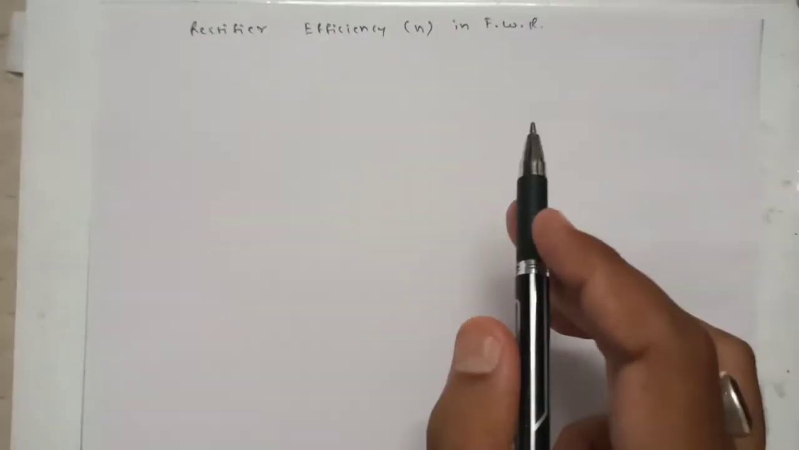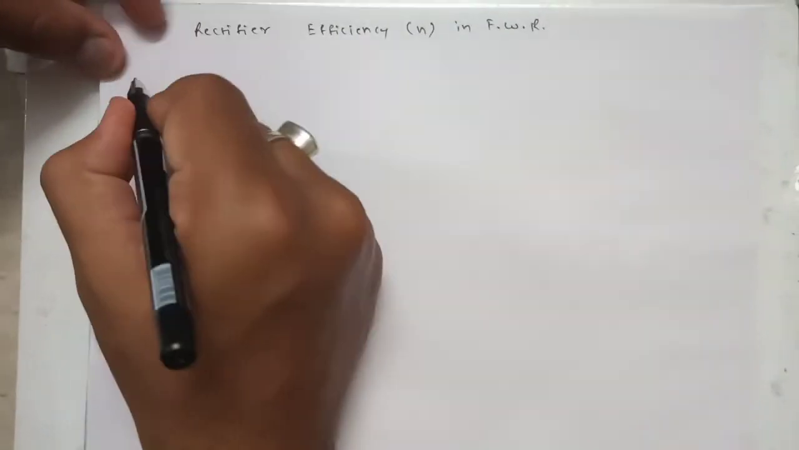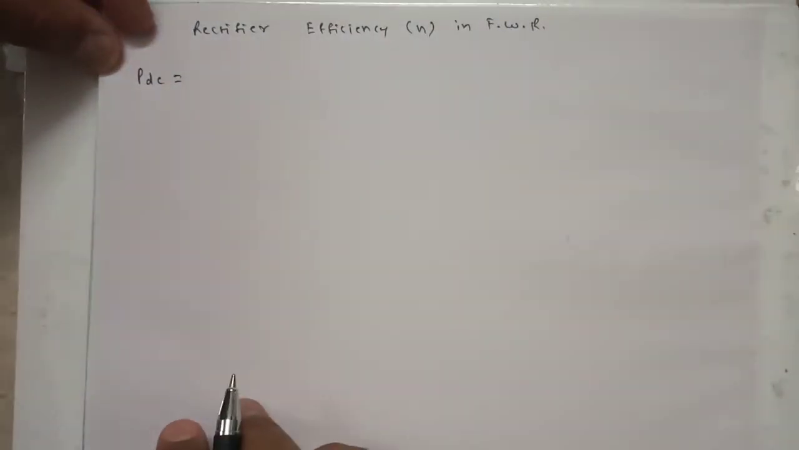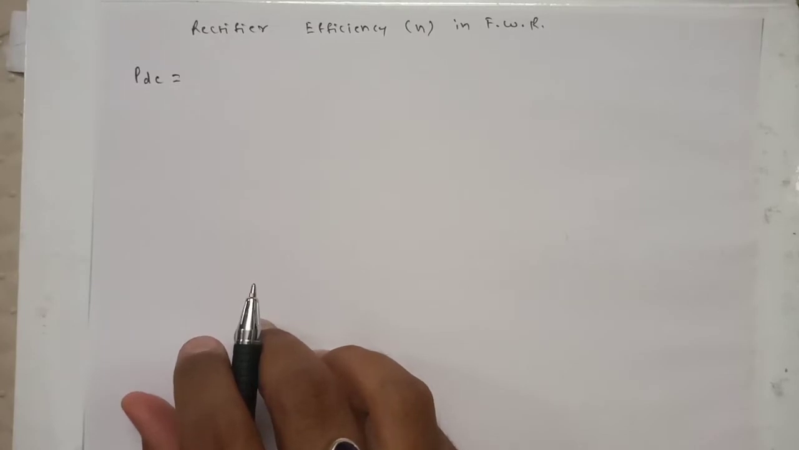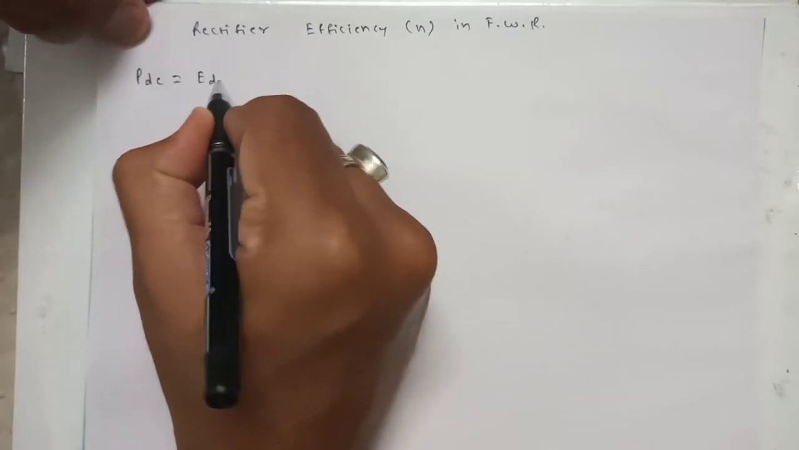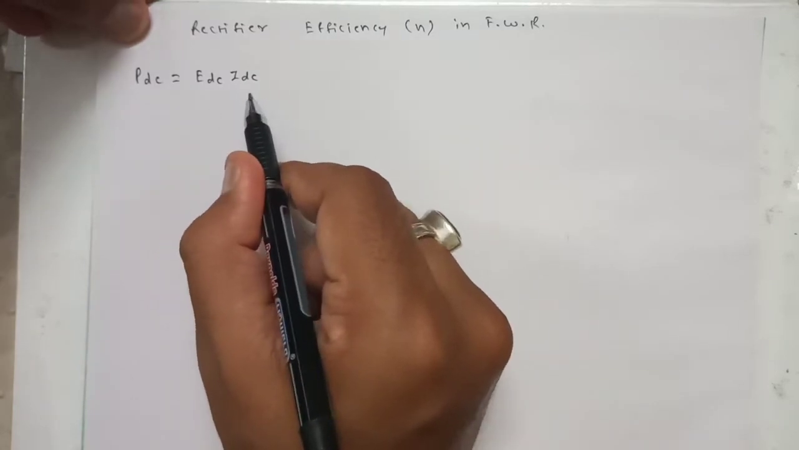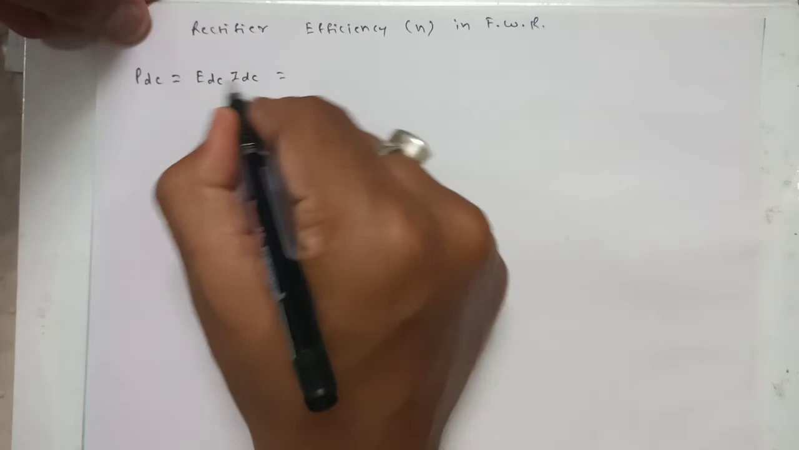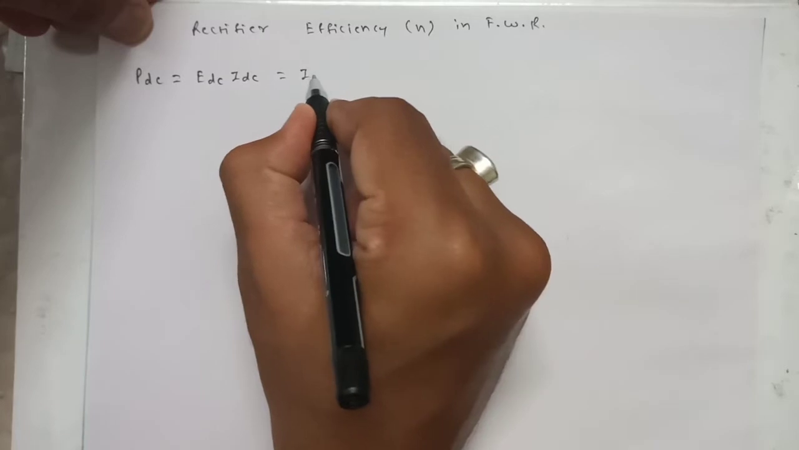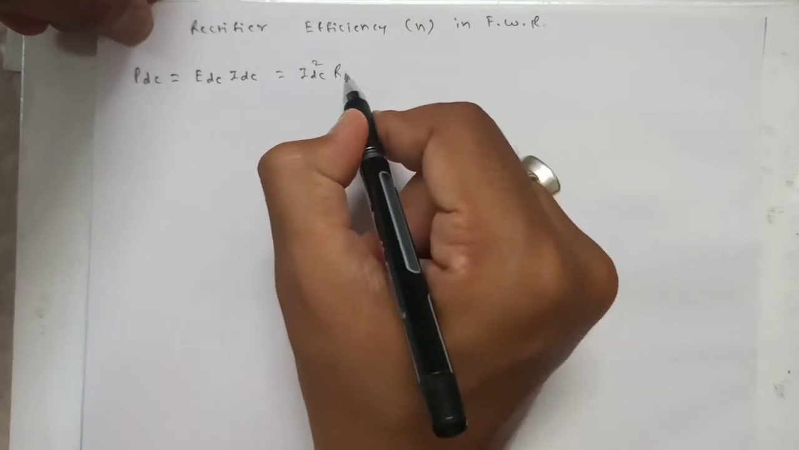Okay, so first of all, we are interested in getting the value of the DC output power which we are getting in the case of the rectifier. This DC power can be given by the equation EDC multiplied by IDC. It is nothing but power equal to voltage into current. But further, this EDC can be written as IDC into RL, and that's why we can have the equation directly as IDC square multiplied by RL.